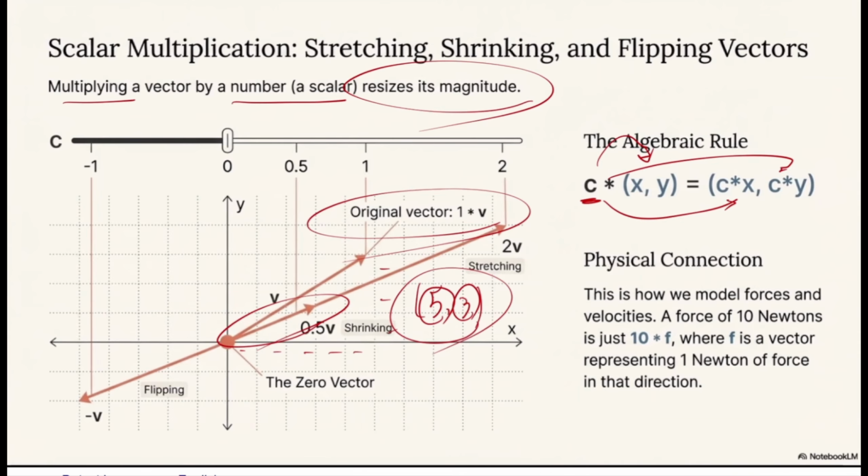What about 2v? It means that at this point, my c is going to be 2. 2 times 5 is 10. 2 times 3 is going to be 6. 10 and 6, at another point. But I do have flipping. I do have negative of v. It means that everything is going to be changed.